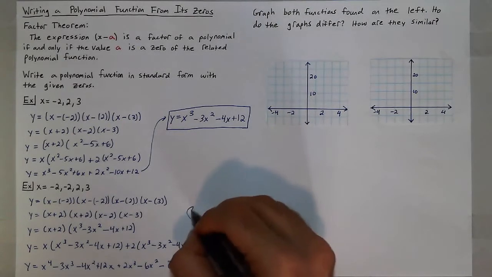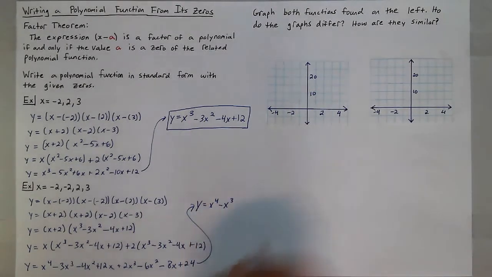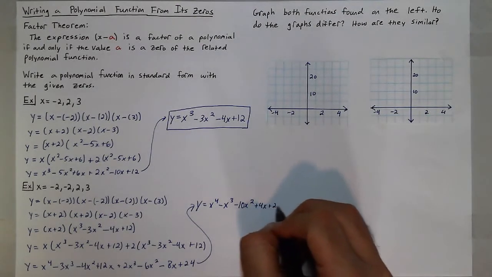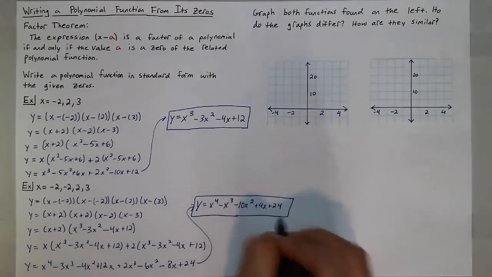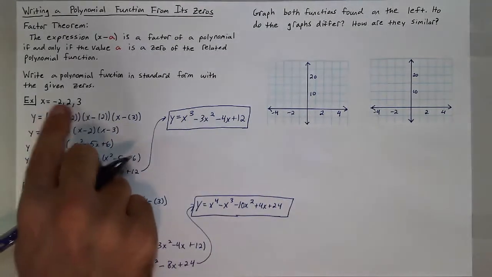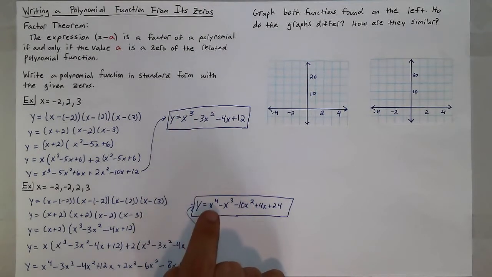And then I can combine my like terms to give me x to the 4th, then negative 3x cubed plus 2x cubed gives me minus x cubed. And then negative 4x squared minus 6x squared is minus 10x squared. And then 12x minus 8x is plus 4x, and then plus 24. So you'll see here, very different. Even though they basically have the same zeros, just one of them shows up twice, their polynomials look very different. In fact, one's a cubic polynomial while the other one's a quartic polynomial.